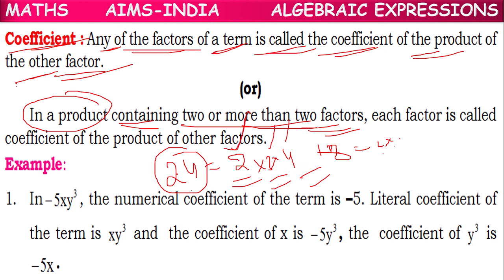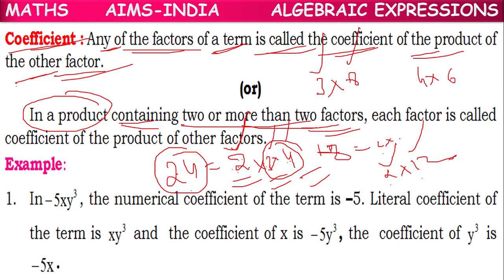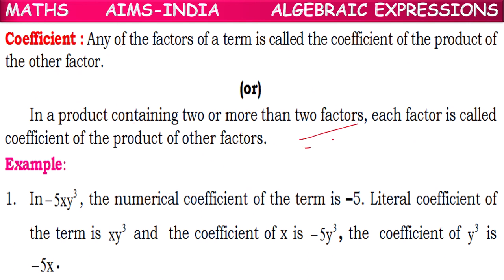Here 2 is called the coefficient of the other 2 factors. If we take 2, it is the coefficient of the product of the other 2 factors, because we can write it as 2 into 12. 2 is the coefficient of 12. Or if we take 3 outside, 2 into 4 is 8, so 3 is the coefficient of 8. Or if we take 4 single, 2 into 3 is 6, so 4 is the coefficient of 6. But normally, these coefficients are used for the literals.